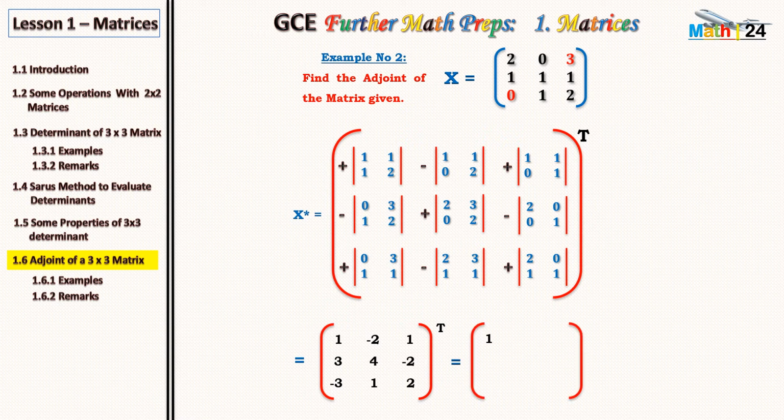And when we transpose, row 1 becomes column 1. So we have 1, 3, minus 3, or column 1 becomes row 1, and so on. And for the last column, we have 1, minus 2, 2. It becomes the last row. And this is our transpose.